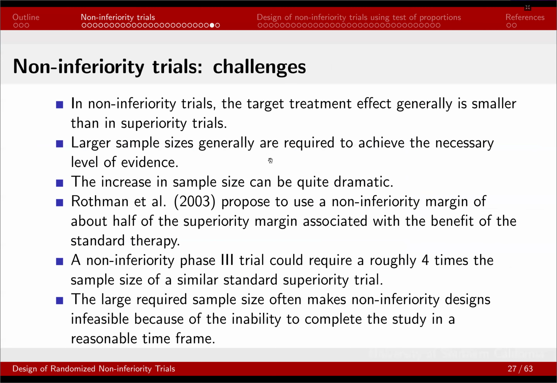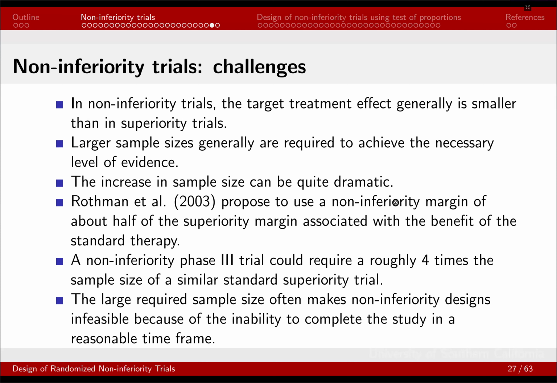So we can see that non-inferiority trials are becoming more common, but there are challenges in the design of these trials. In non-inferiority trials, the target treatment effect generally is smaller than in superiority trials. Larger sample sizes generally are required to achieve the necessary level of evidence. The increase in sample size can be quite dramatic. Rossman proposed to use a non-inferiority margin of about half of the superiority margin associated with the benefit of the standard therapy. So this partly answers the question just now.